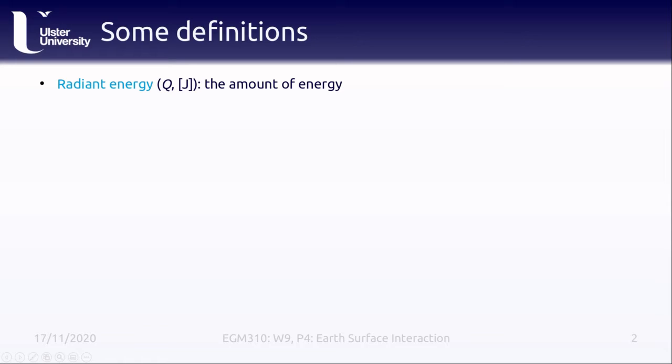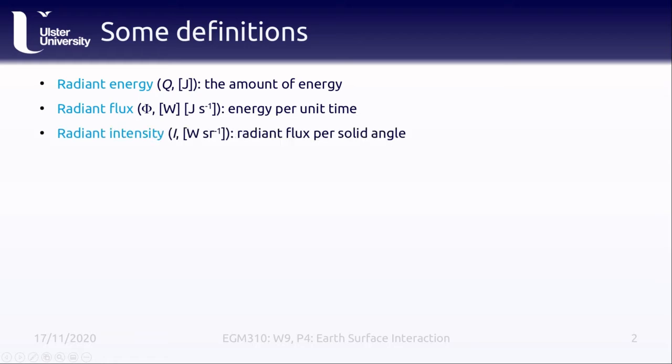Radiant energy, measured in joules, is the total amount of energy emitted by or falling on an object. Radiant flux, measured in watts or joules per second, is the energy per unit time. Radiant intensity, measured in watts per steradian, is the radiant flux per solid angle.